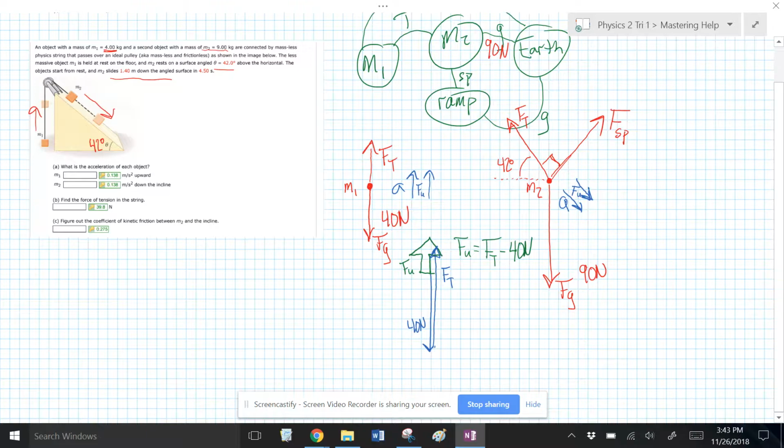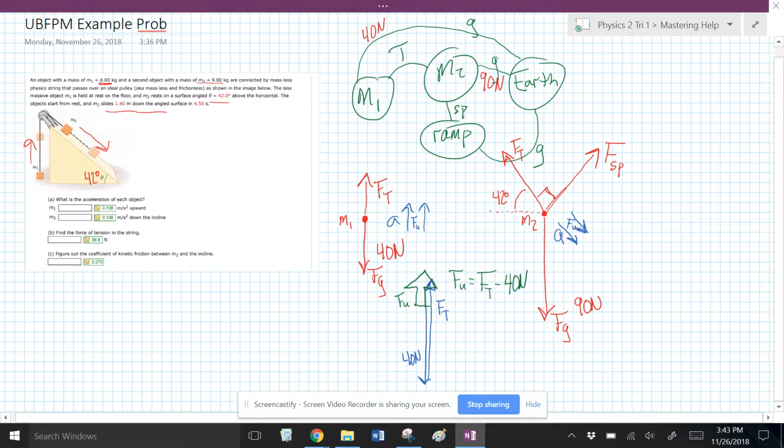If I hadn't mentioned it yet, since this is one line in the system schema, I know that this tension and this tension have to be the same. They're part of the same force pair, so I could draw a little triangle to go with that. But I don't know what the tension is, so I can't put that in yet.